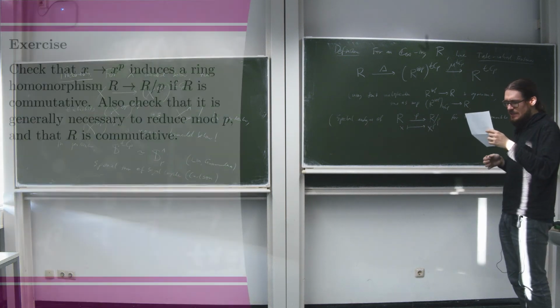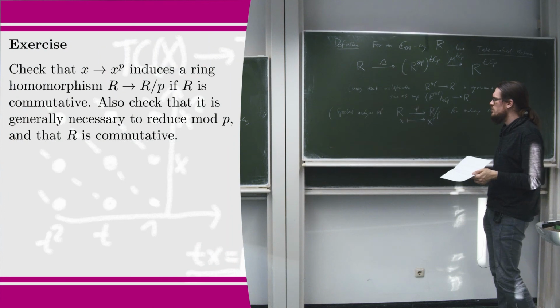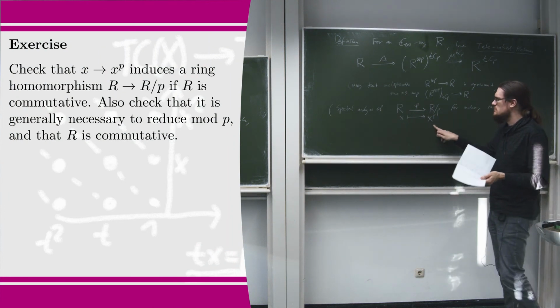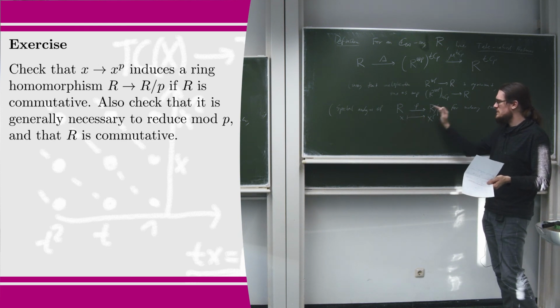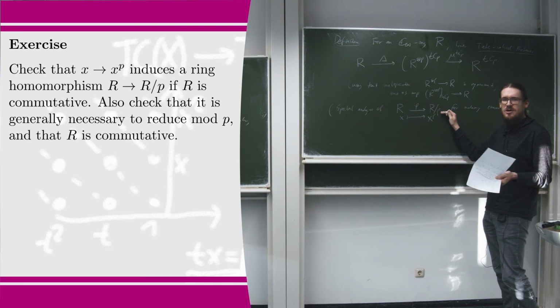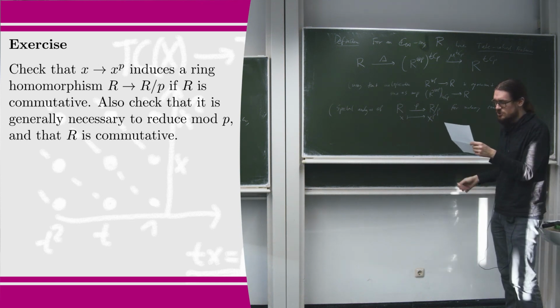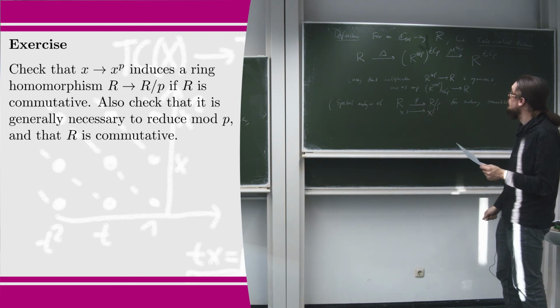And maybe as a simple exercise, I want to suggest that you think about this and you check that this works for commutative rings once you mod out modulo P, and maybe also that this doesn't work if you don't mod out with P or if you're not commutative. Just to get a feeling for this kind of external Frobenius homomorphism.